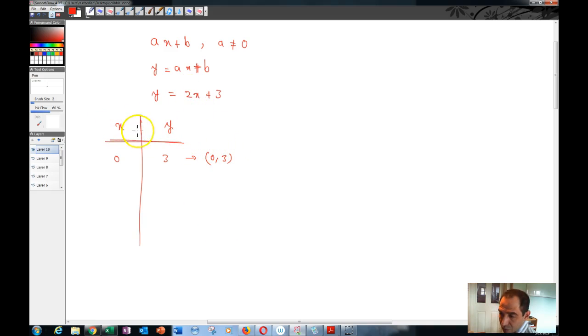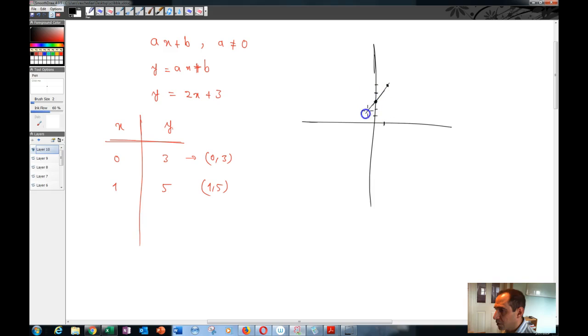And then you could pick some other point. For example, if x is equal to 1, then you would have 2 times 1 plus 3, which is equal to 5. And so this point would be (1, 5), and then you would be able to draw the graph of this function like so. This would be the first point, (0, 3), and (1, 5) would be the second point, and then this would be the graph over here. And you can see that it's a completely straight line going through these points.